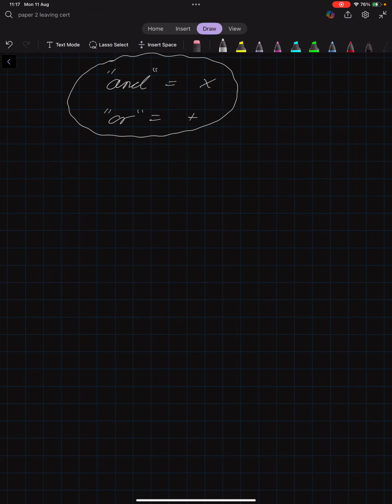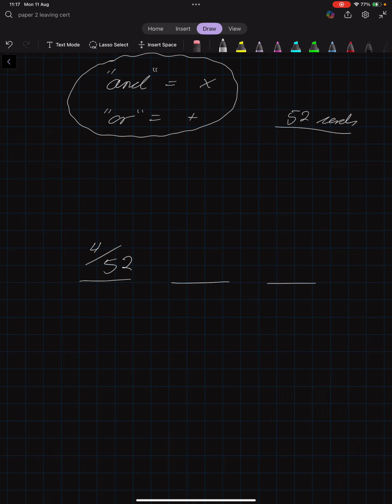It says 3 cards are chosen at random from a standard pack. Remember, a standard pack of cards has 52 cards, so no jokers. Find the probability that all 3 are kings. Okay, so you have 3 things. First of all, what's the chance that the first one is a king? There's 4 kings and there's 52 cards. So the chance that we get a king the first time is 4 out of 52.